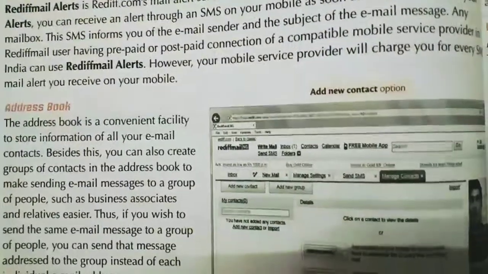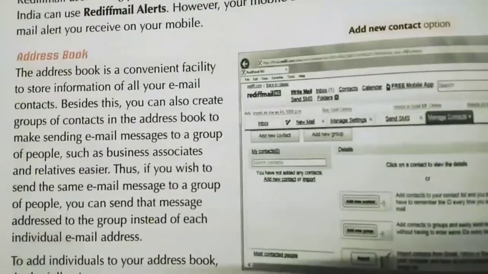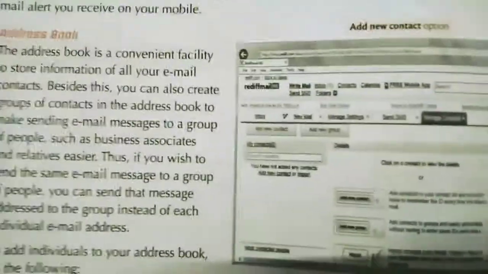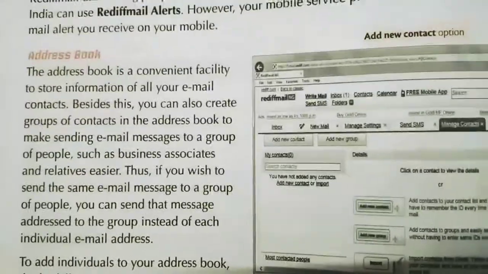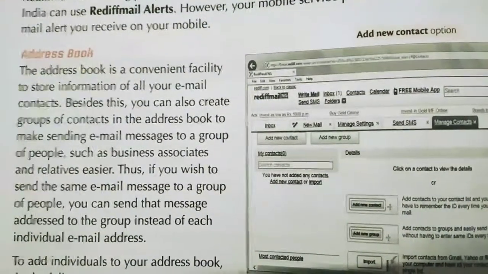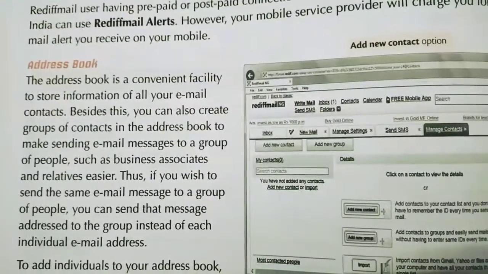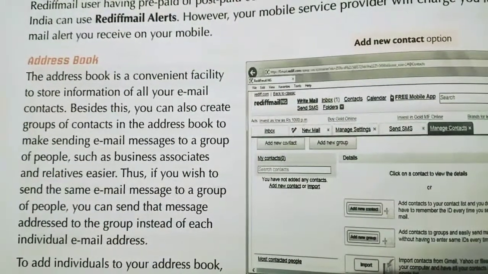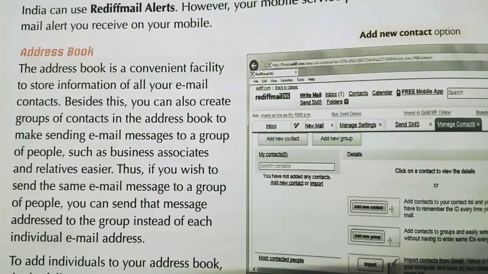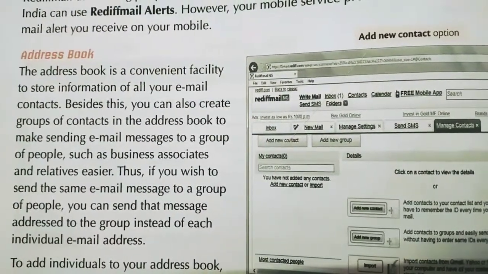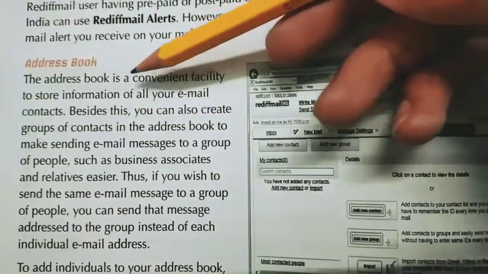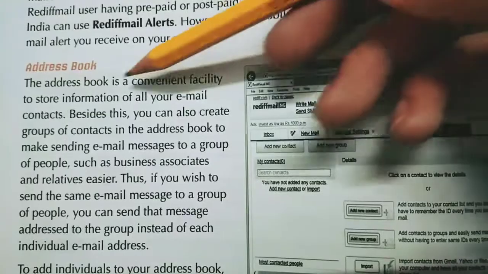The next, address book. What is called an address book? An address book is like a contact book, a contact list in your mobile phone. Any number which is saved in your mobile phone is stored in the contact book. That is called an address book. So all the email addresses are saved and stored here in the address book. The address book is a convenient facility to store information of all your email contacts.